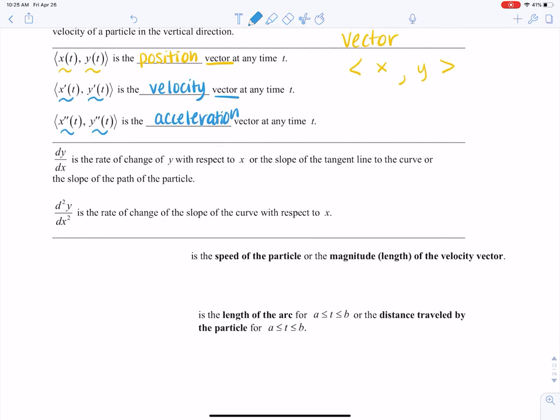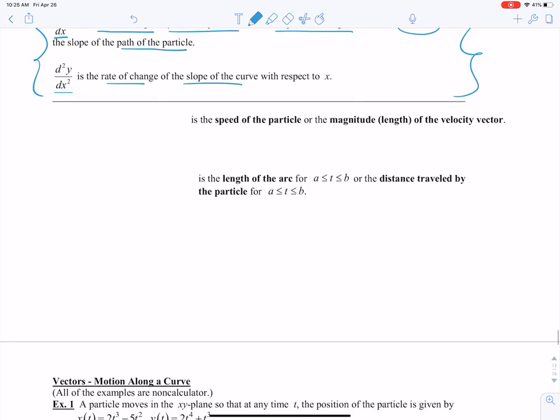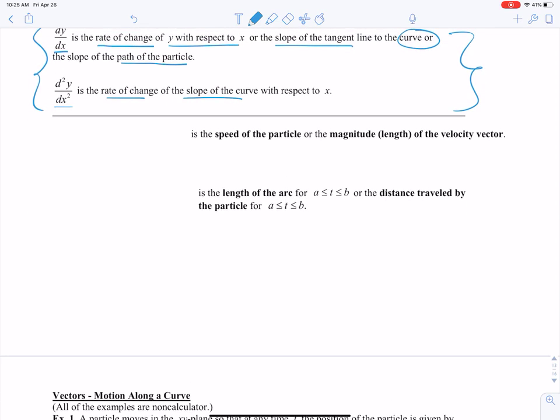Also, when we're talking about dy/dx, it's the rate of change of y with respect to x, which you know is the slope of the tangent line to the curve that your particle is following. And when we reference the second derivative, that's your rate of change of the slope. So this isn't anything new. This is just referencing stuff you already know. So let's get to the new stuff.